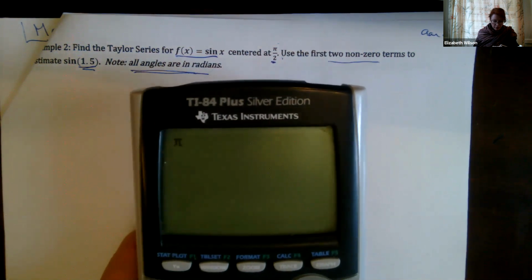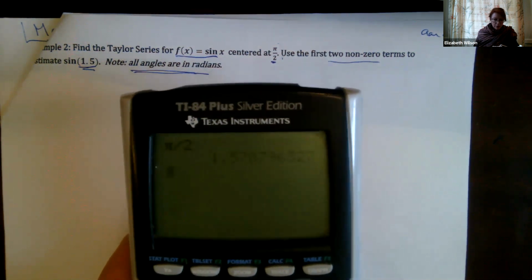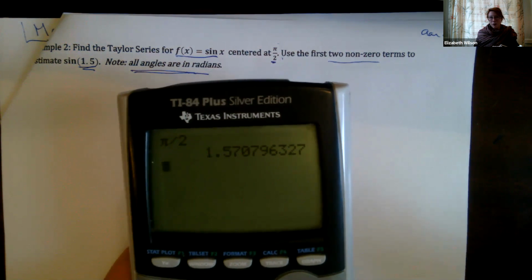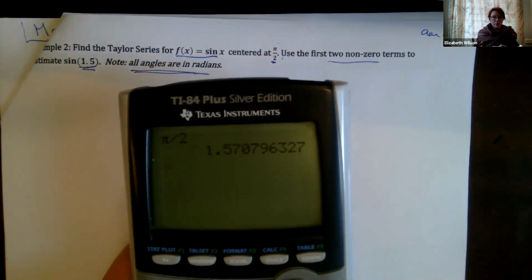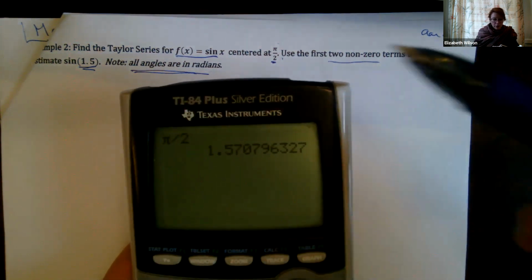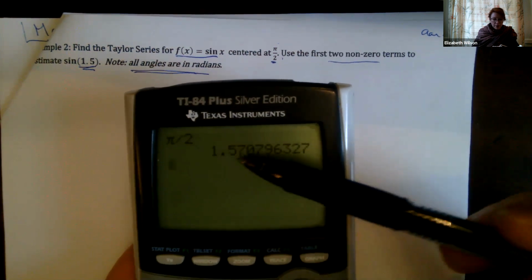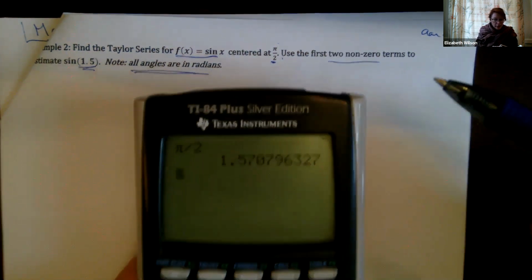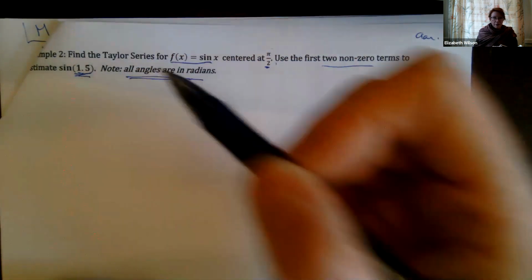So here's pi divided by 2. You know, pi is roughly 3.13. It's roughly 3 divided by 2, so it's roughly 1.5. So pi over 2 is like 1.57. It goes on and on, right? So we're going to estimate sine of 1.5.